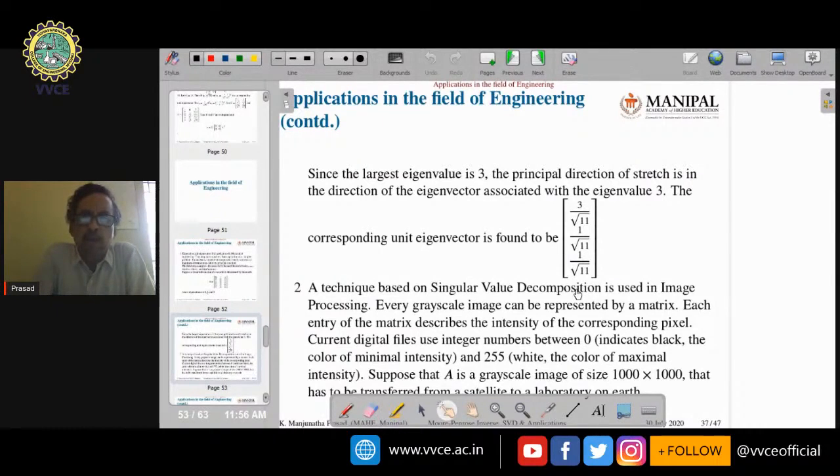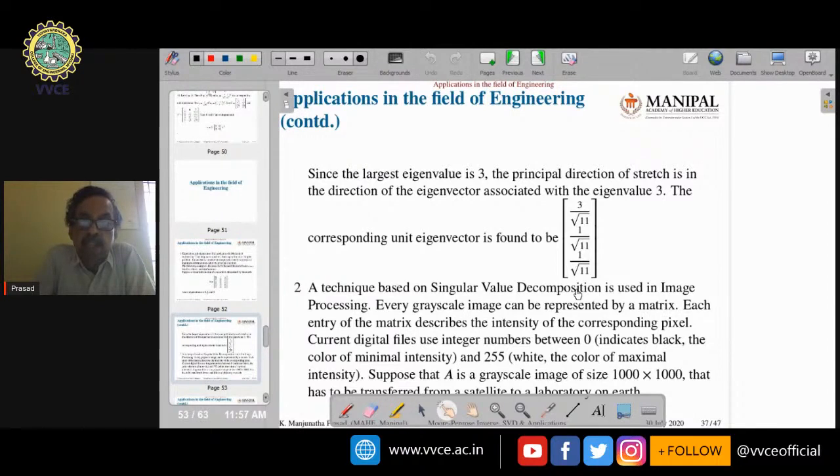Here in image processing, we have an interesting application of singular value decomposition. Suppose you have an image. A grayscale image can always be represented by a matrix depending on the intensity of each pixel. Each entry of the matrix describes the intensity of the corresponding pixel. Current digital files use integer numbers between 0 and 255. It may not be the same even now, I don't know. Depending on intensity, you keep some number.